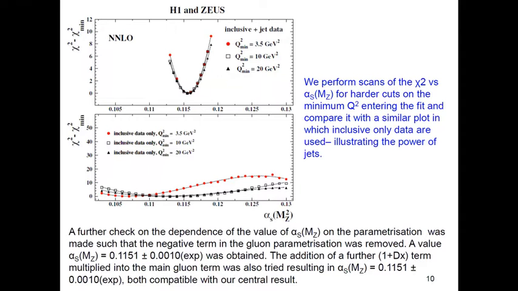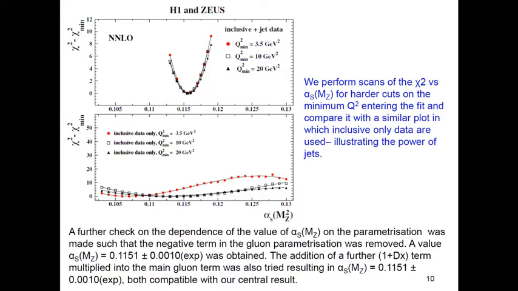Now, to just illustrate the power of the jets, we compare here that chi-squared scan I already showed to what you get when you do it for the inclusive data alone without the jets, which is shown on the bottom. So you can see just how much having the jets tightens the shape of that parabola and gives you a decent determination.